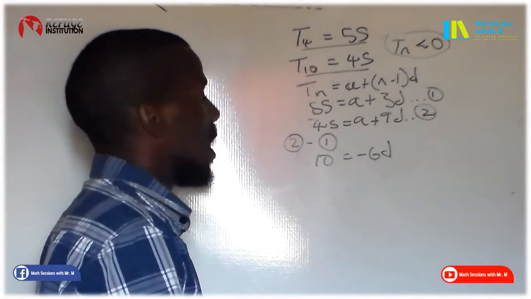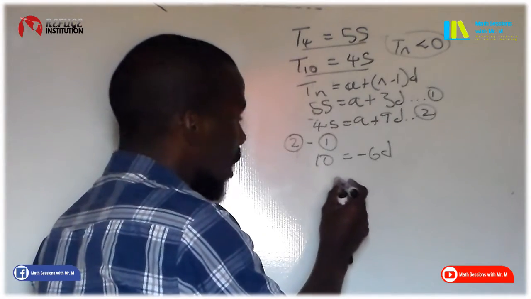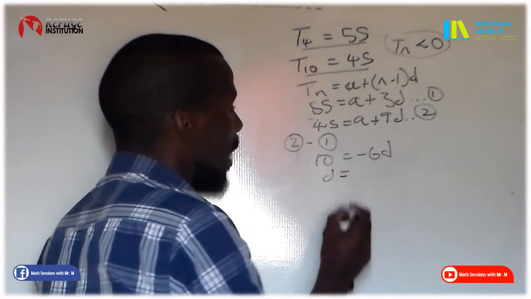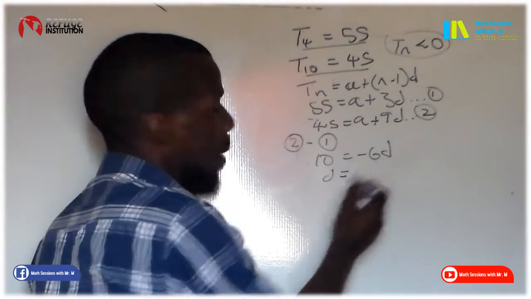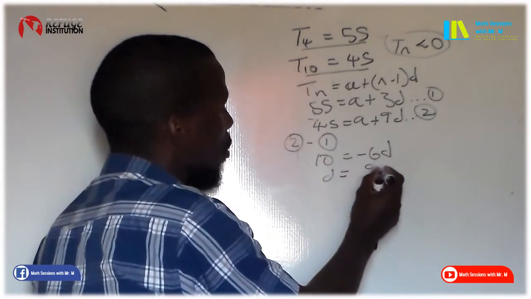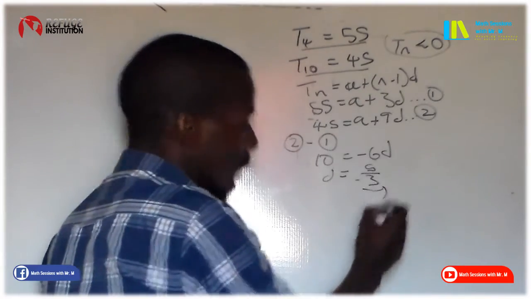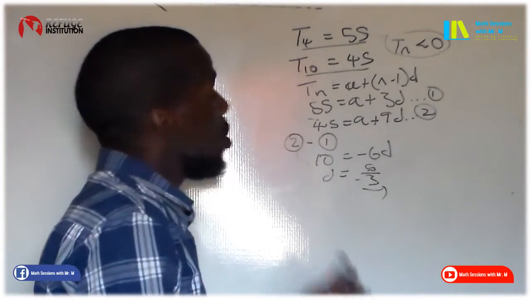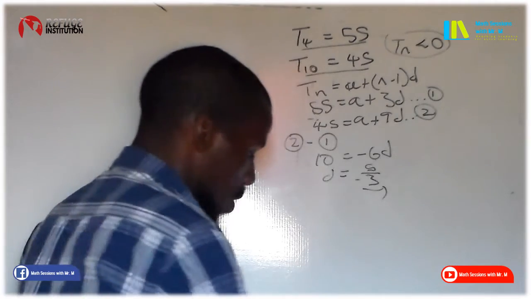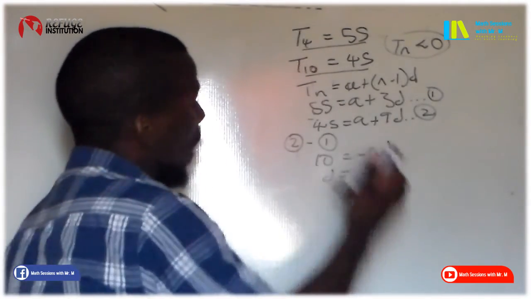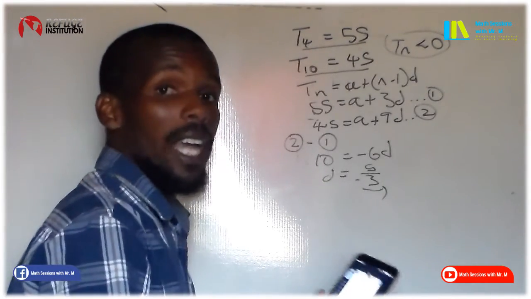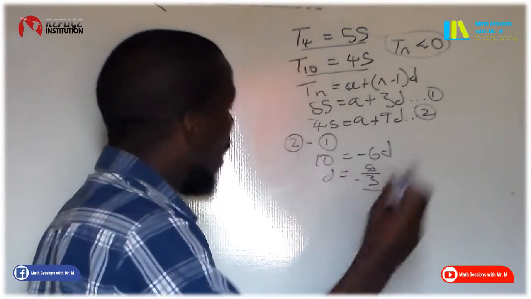So we are working out d. We have d equal to 10 divided by negative 6, which leaves us with negative 5 over 3. So that is our difference right there. The marker already knows and has noted that you have found the difference. Now we need to find our a, and our a is easy.